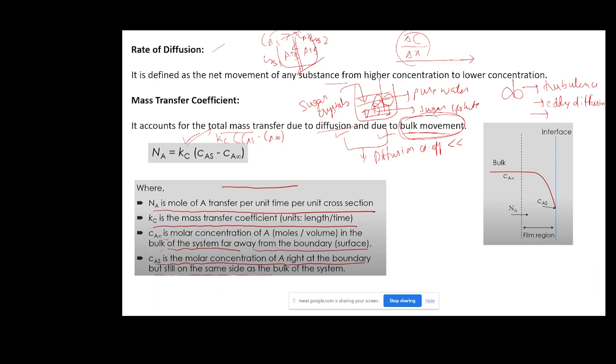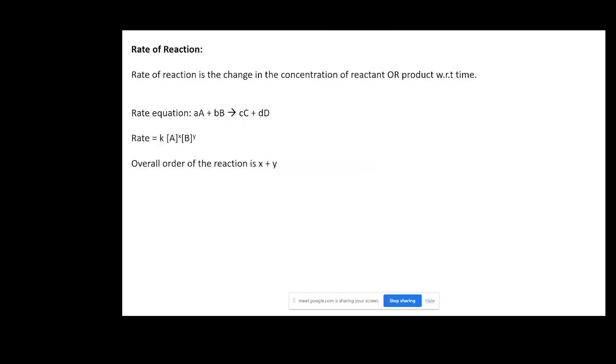So this is the equation for this system where you have some concentration at the surface and some concentration in the bulk. So the flux, or the net transfer of mass, will depend on diffusion plus bulk motion, which is totally known as Kc, which is the total mass transfer coefficient.